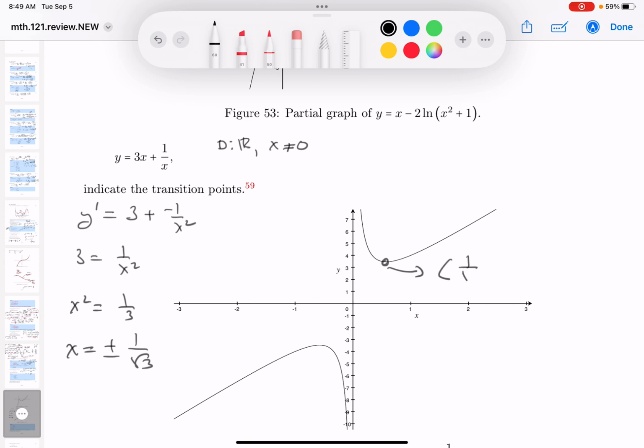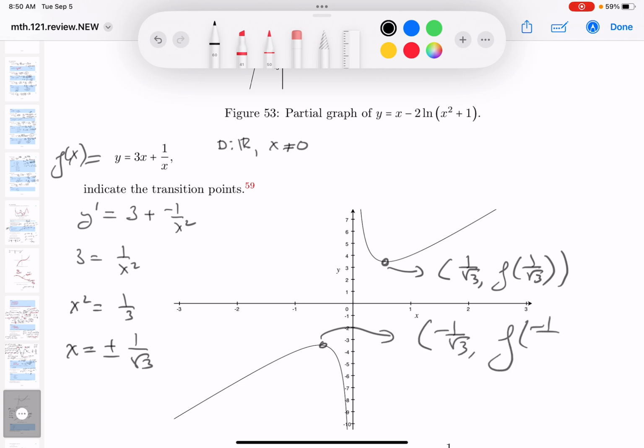This is going to be 1 over root 3, f of 1 over root 3. Again, the understanding, this is f of x. And what's this point over here? It's going to be minus 1 over root 3, f of minus 1 over root 3. What's this over here? It's a local min. This one over here is a local max. All right? So I'm going to say that was pretty easy.